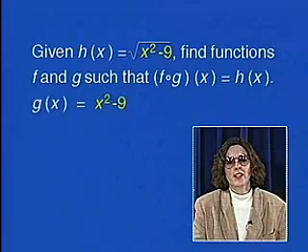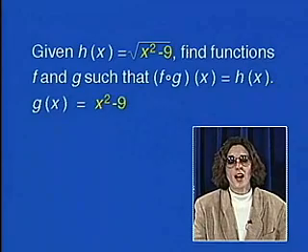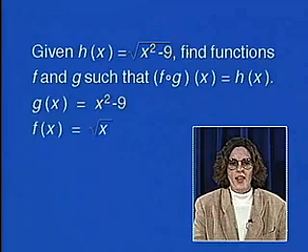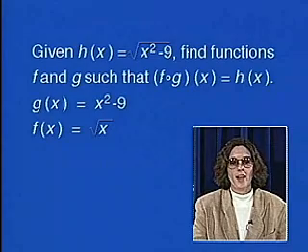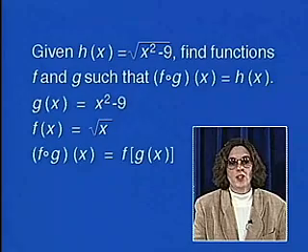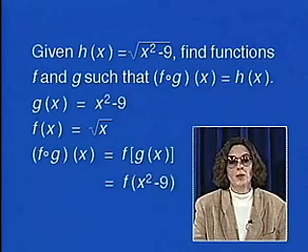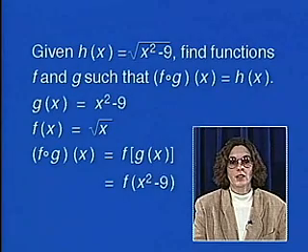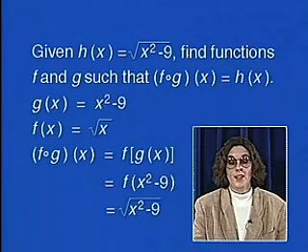So one possibility is to have a function, the inner function g of x, equal to x squared minus 9. It will take care of squaring the number and subtracting 9. Then the outer function must take the square root of that number. So I'm going to let f of x equal square root of x. Now let's check and see if that indeed does work. So we're going to take the composition f circle g of x, which is equal to f of g of x, which is equal to f of x squared minus 9, which is the square root of x squared minus 9.